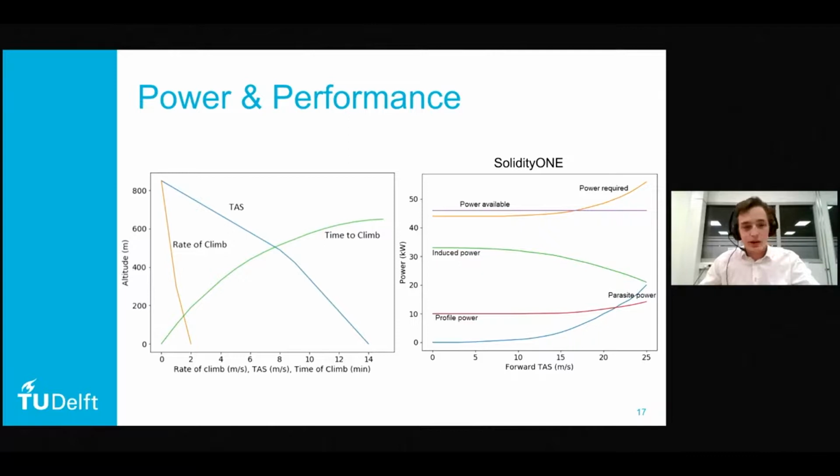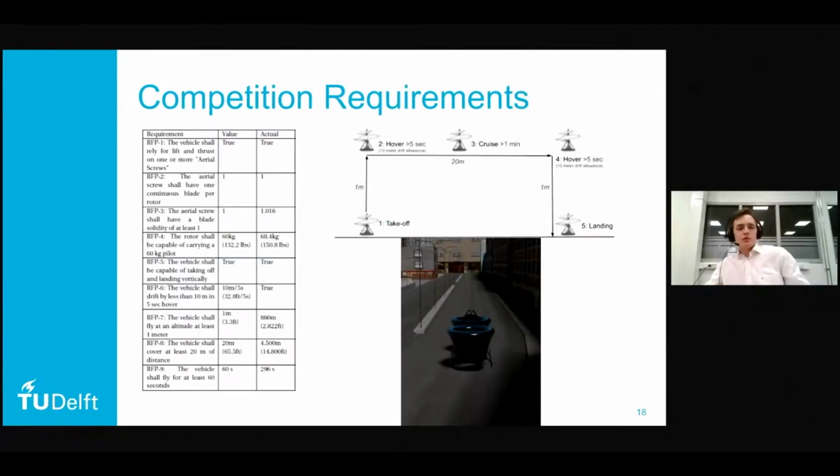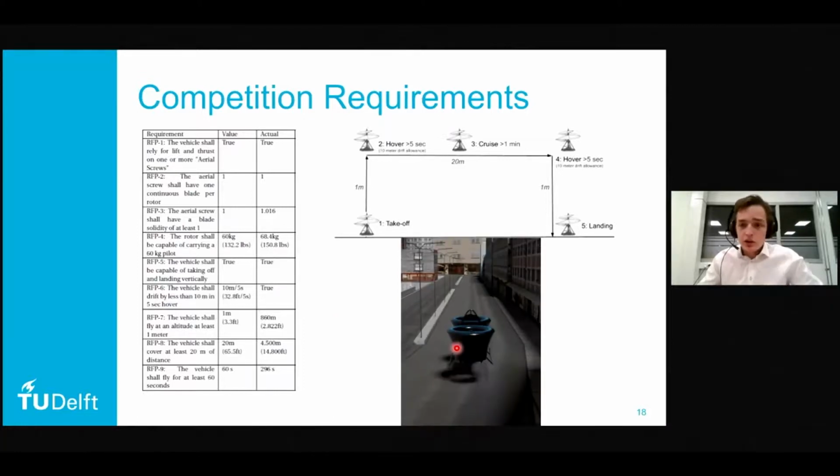All right, thank you very much. So what does this mean actually for the competition requirements? With the design finally completed, the vehicle was verified against the competition requirements. On the left here, you can see the mission requirements, and on the right are the values of our vehicle. I think it's best demonstrated by a short animation.